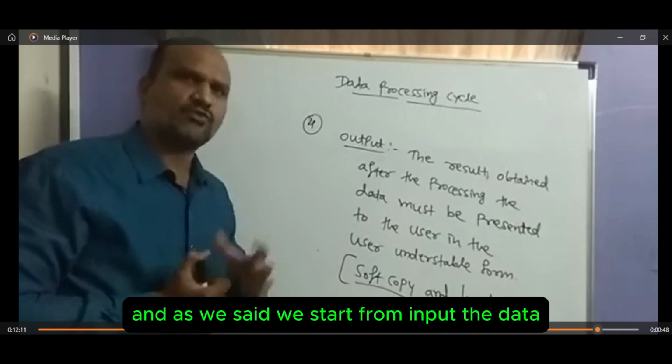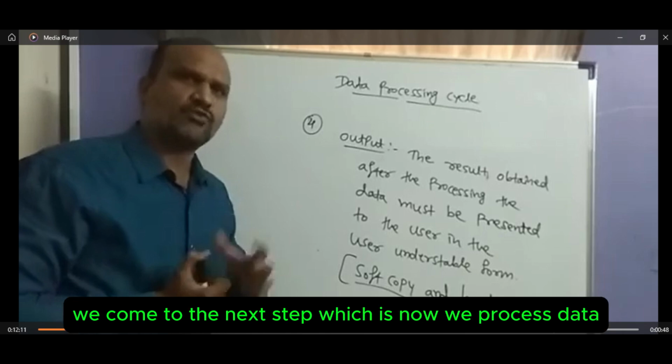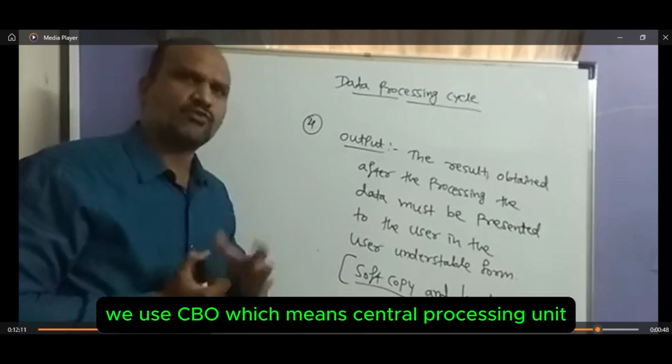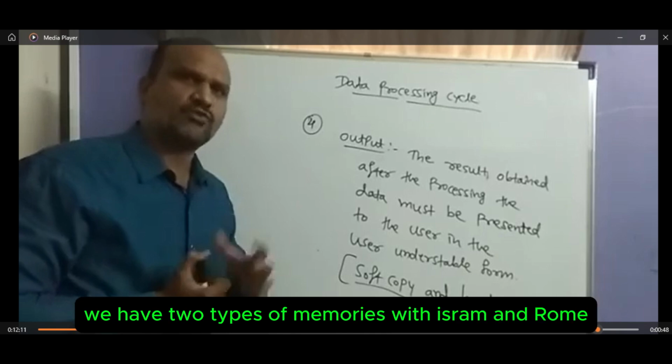And as we said, we start by inputting the data, using devices like a keyboard. We come to the next step, which is now we process data. We use the CPU, which means central processing unit. We go to the third one, whereby now we store it using memories, and we say we have two types of memories, which are RAM and ROM.